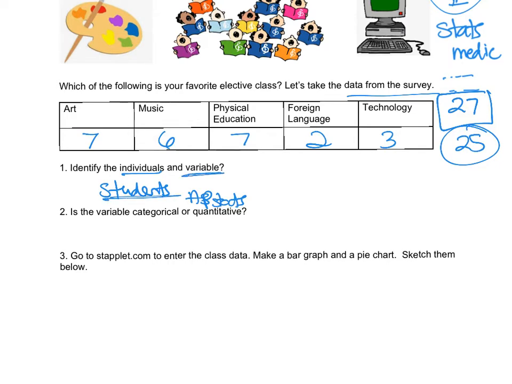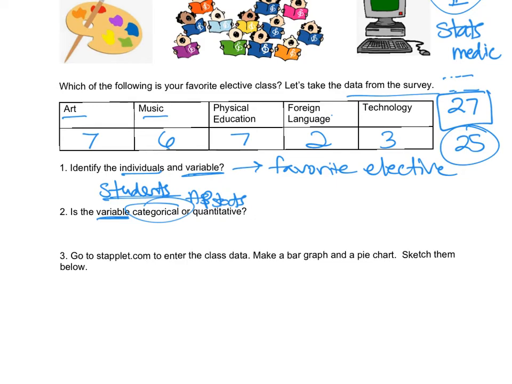All right, the variable that we're talking about here is your favorite elective. So that's the variable. Now the next question is, is the variable categorical or is it quantitative? So the favorite electives are art, music, PE, foreign language, technology. Those are definitely labels. They're categorical, not quantitative.